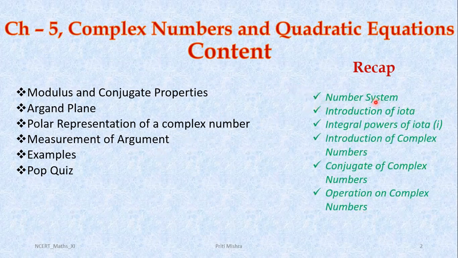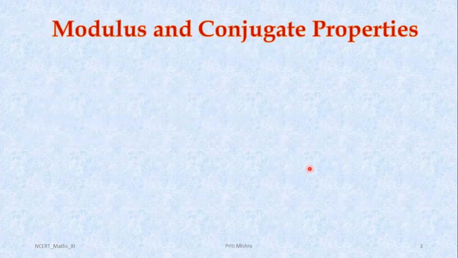Let's have a recap of what all topics I have covered in my last two videos of this chapter. There we had number system, introduction of iota, integral powers of iota, introduction of complex numbers, conjugate of complex numbers, and operations on complex numbers. In case you have missed these videos, please refer to the link in the description box. So let's get started with the modulus and conjugate properties.